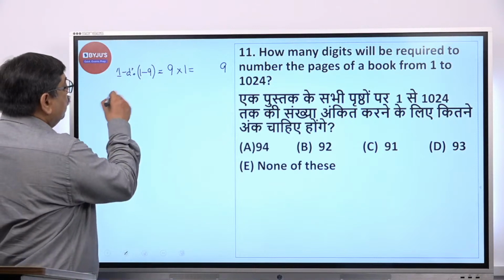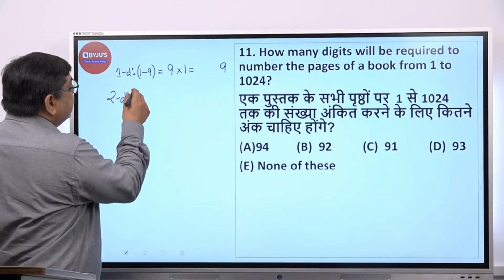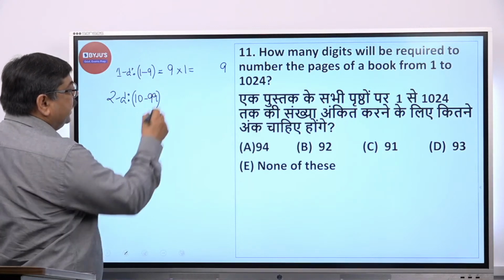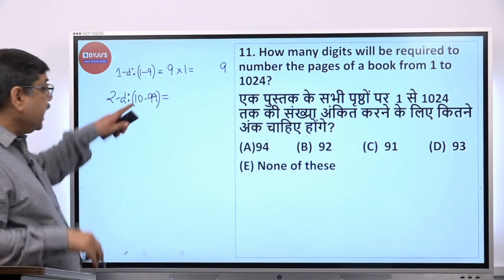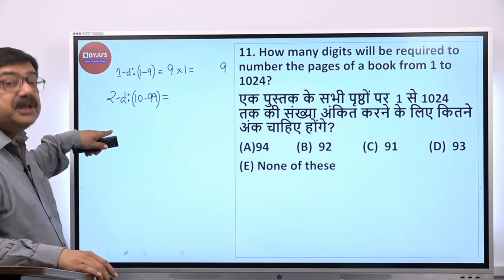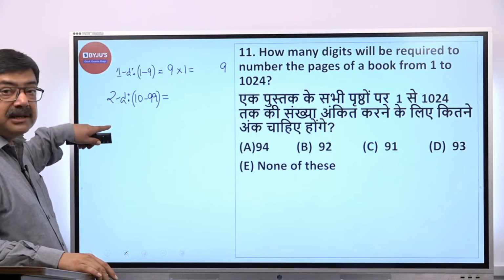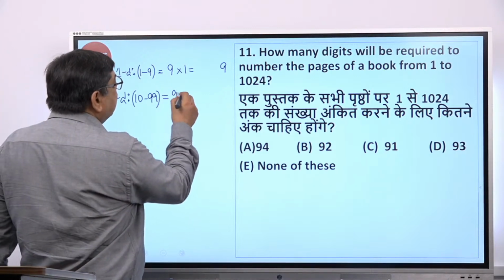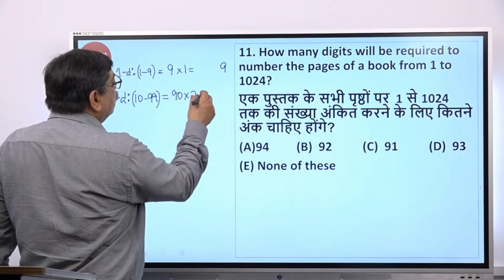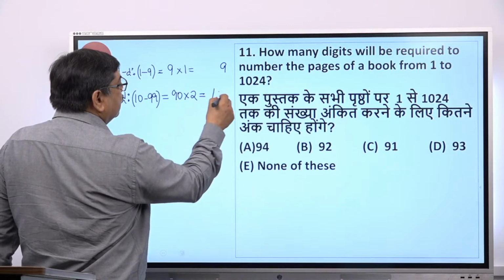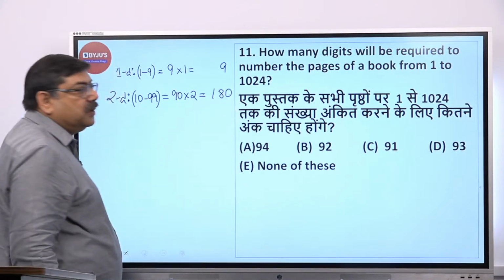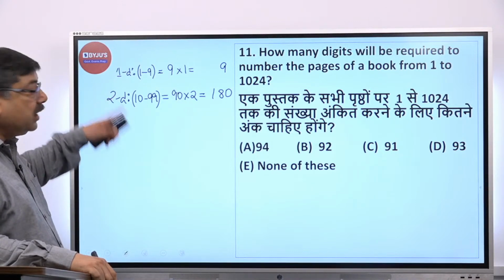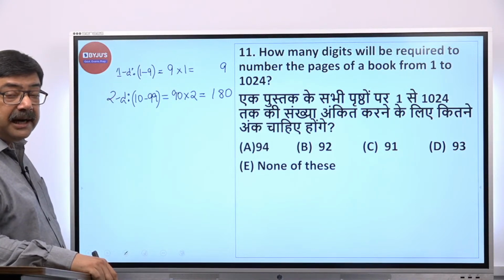Next, we have 2-digit numbers. 2-digit numbers will be from 10 to 99. All right. How many numbers are these? 99 minus 10 plus 1. That is 99 minus 10 is 89 plus 1, 90. So these 90 numbers each will be of 2 digits. Okay. So we get 180 such digits we will have to use to write numbers from 10 to 99.